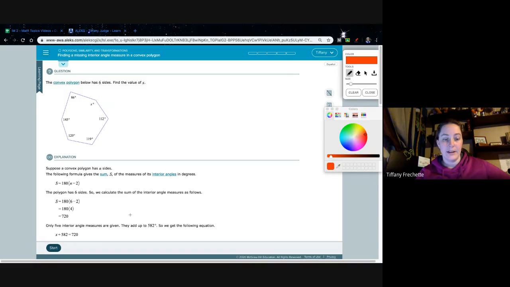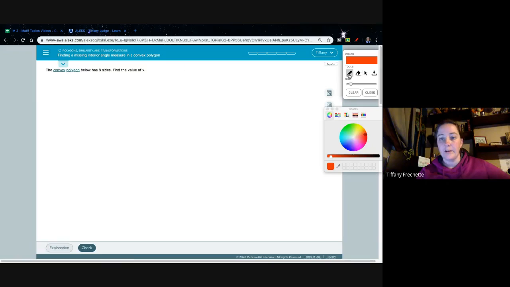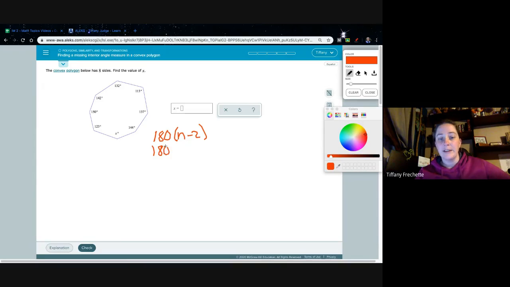All right, so let's go ahead and get started. I'm going to change over my cursor here. Okay, so we have an 8-sided figure. First we need to know what they are all going to add up to. So we have 180 times n minus 2, and we know it's 8 sides. Again, you can also count the 8 sides, but they tell us on this one.